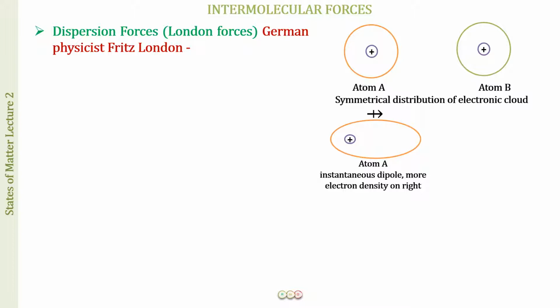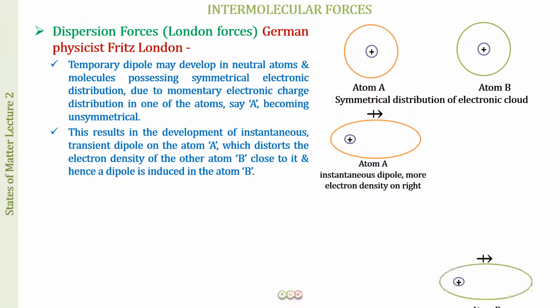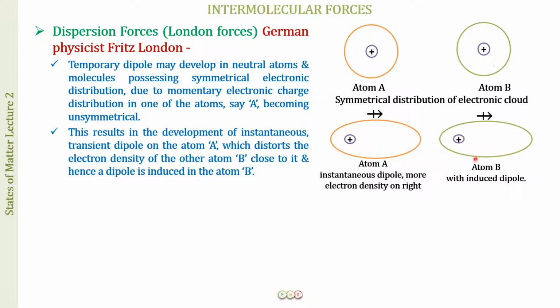And as a result, what we will be seeing over here is that the electrons have moved towards this side. So there is an electron density increase over this side, and now we have less electron density on this side. So what has happened again? Now this atom B also has a dipole directed towards this direction. Atom A's dipole is directed towards this direction. Atom B directed towards this direction. This was an instantaneous dipole, and atom B has an induced dipole.